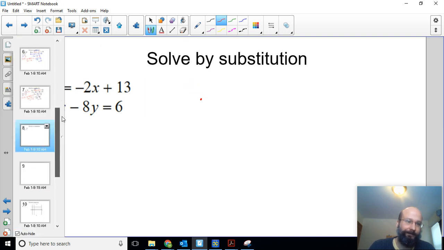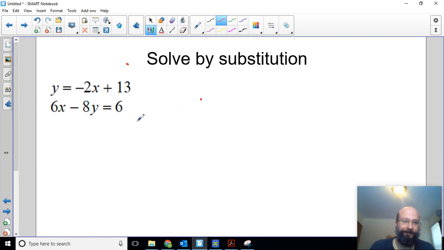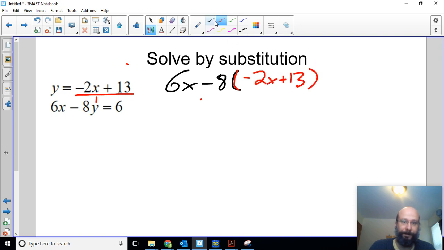Let's do another one. This will be the last one. I'll do this one a little faster. y equals this, so I'm going to substitute this in for y. So 6x minus 8, and instead of y, I'm going to put in negative 2x plus 13 equals 6. First step, distribute to get rid of the parentheses.